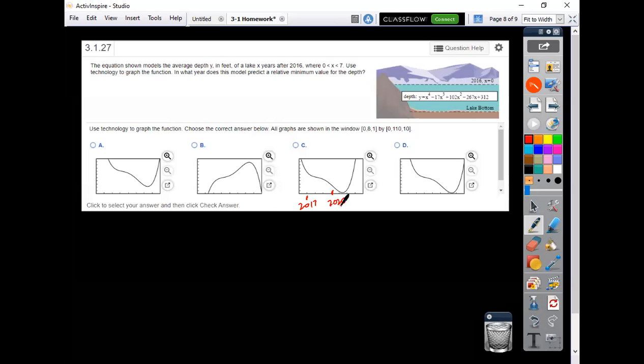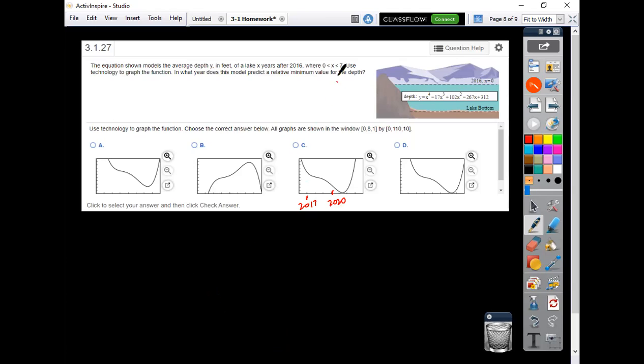And the graphs all go from 0 to 7. And then it says use technology to decide which of these is the correct graph. So let's see, if I were gonna do that again, since you can use technology, it says x to the 4th minus 17x to the 3rd plus 102x squared minus 267x minus 312. Oh, I think that's a plus 312.